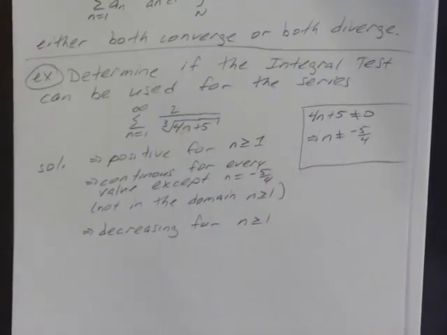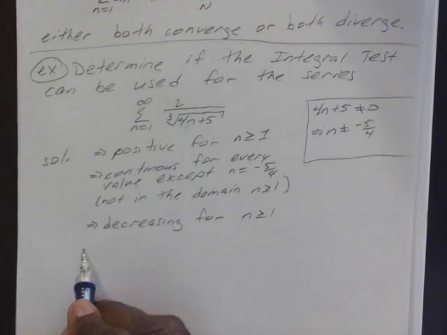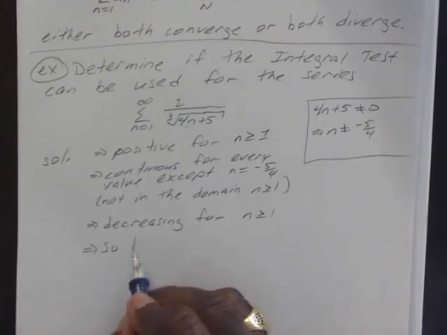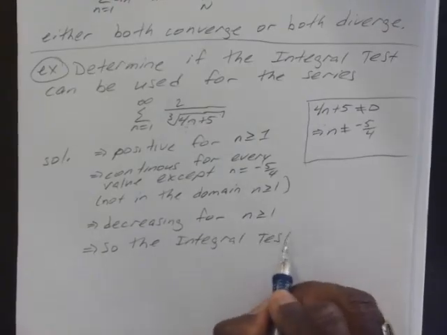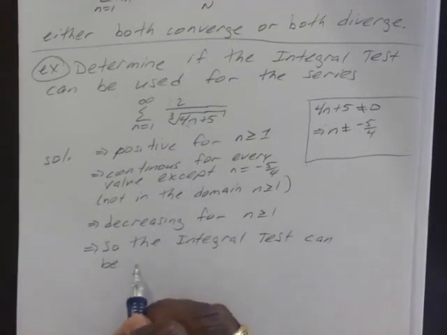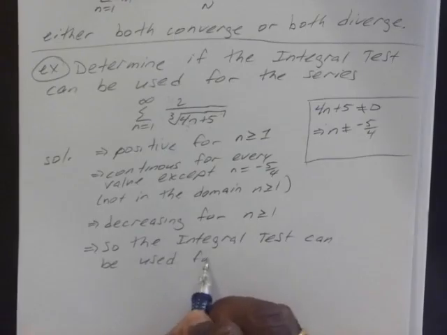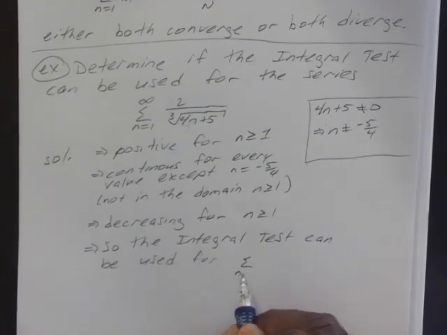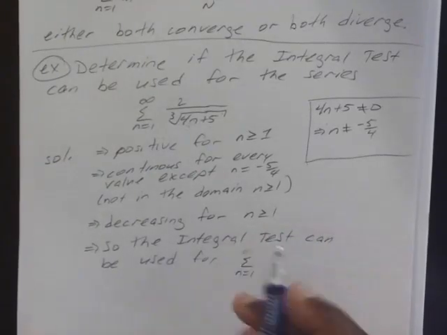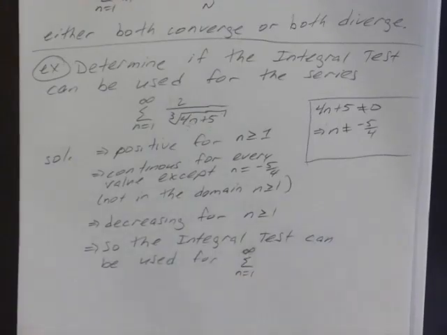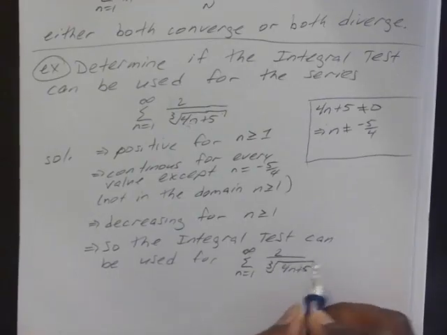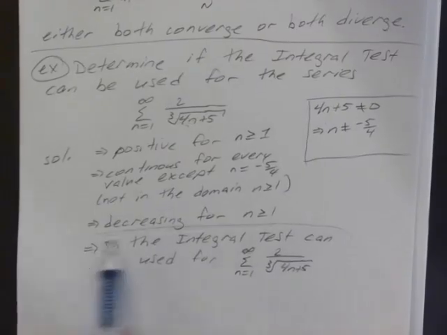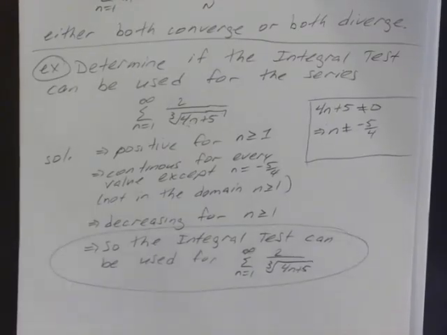So we can see that since it covers all the bases, all the stipulations, we know that we can use it. So the integral test can be used for the sum from n equals 1 to infinity of 2 over the cube root of 4n plus 5. Okay. Now, they didn't want us to solve it. They just wanted us to find out if we could use the test.